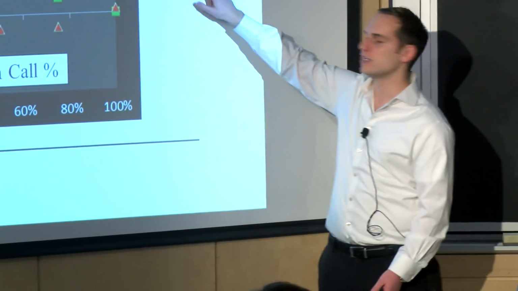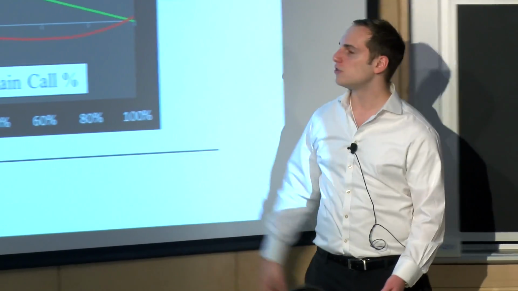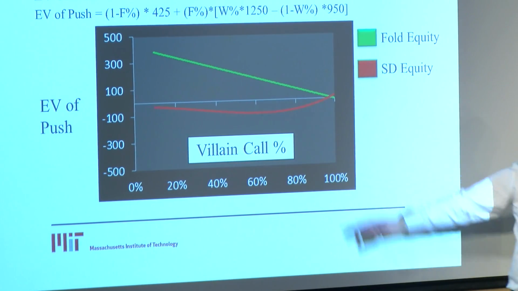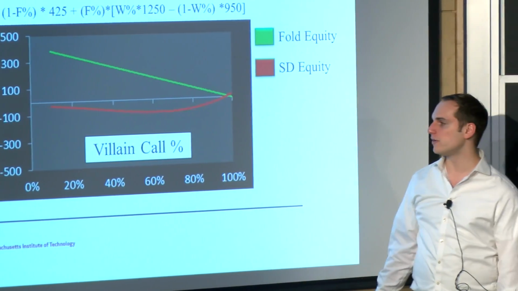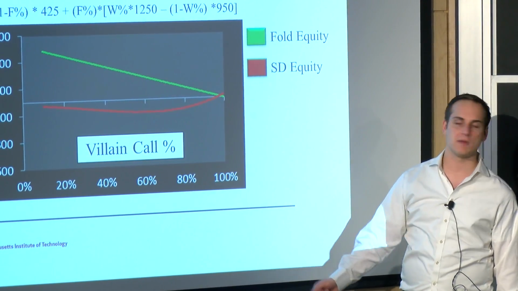It's your fold equity and your showdown equity, right? So let's turn this into lines. You see your fold equity just decreases the more he calls in a linear fashion, right? So that should be fairly intuitive. The proportion he calls reduces your fold equity by that amount.